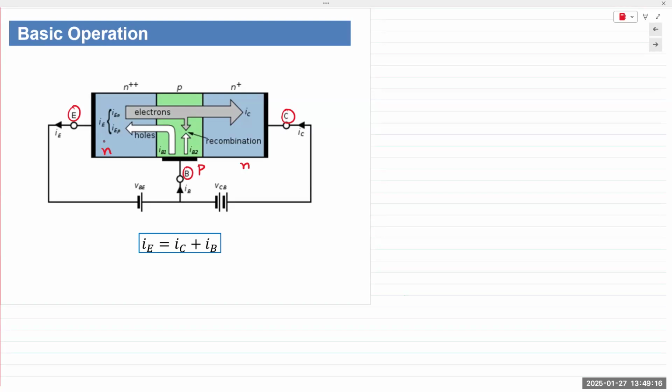So the rest of the electrons have now arrived into the base. They have nowhere else to go. They have nothing else to do. They are still free to move around.